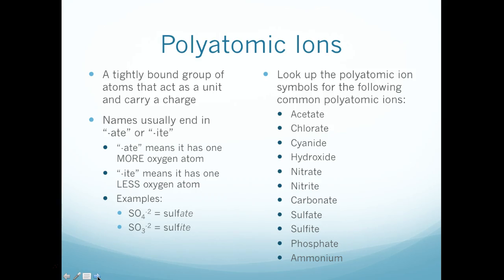What I need you to do now is to please pause your video and look up the polyatomic ion symbols for the following common polyatomic ions. We have acetate, chlorate, cyanide, hydroxide, nitrate, nitrite, carbonate, sulfate, sulfite, phosphate, and ammonium. These you are going to be responsible for memorizing. So pause the video so you can look at the list and look up the symbols for these polyatomic ions. You should add those onto your notes.